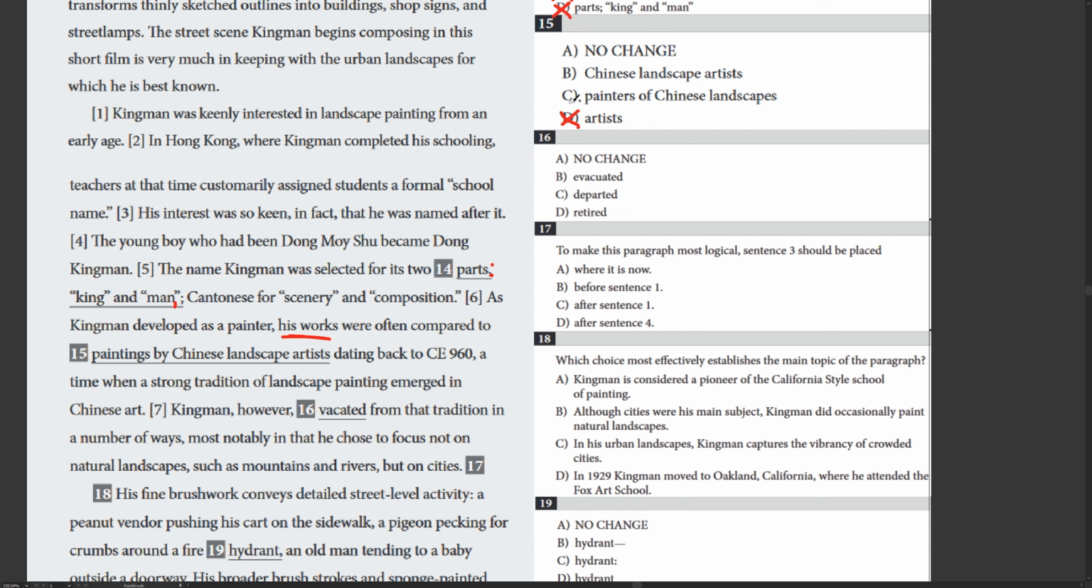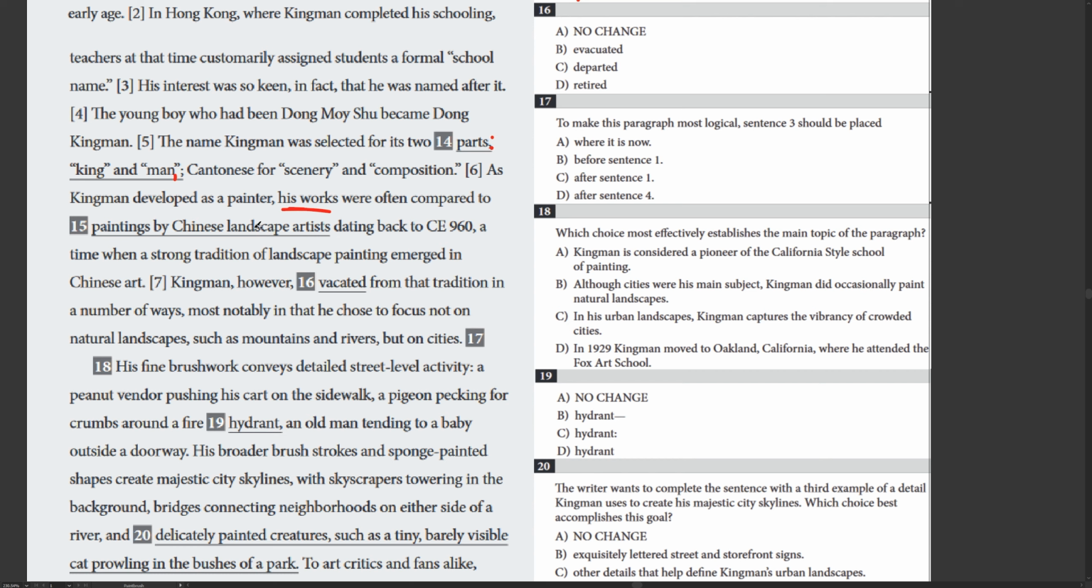C is also going to be incorrect. It's a bit more specific, which is good, but at the same time, we're comparing his work and not himself. So in that case, we can't compare him to other people because we have to compare his work to the works of other people. So C is going to be incorrect. And B is also going to be incorrect for that reason. So A is the final answer.